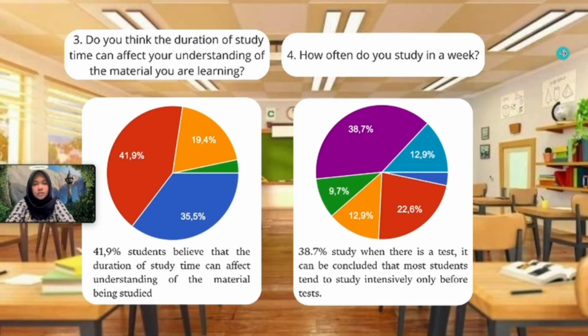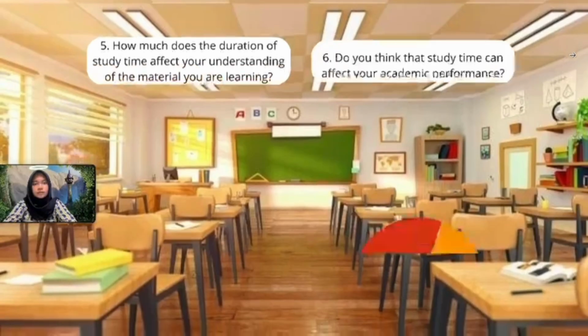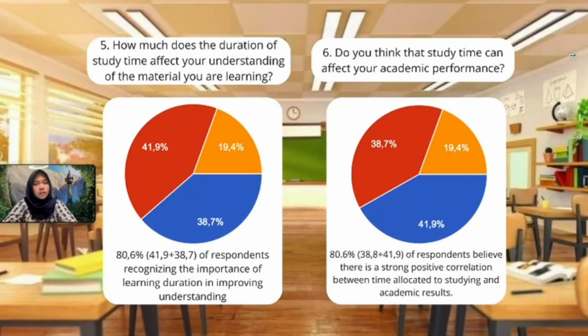And the next question, how often do you study in a week? 38.7% study when there's a test. It can be concluded that most students tend to study intensively only before tests. Next, how much can the duration of study time affect your understanding of the material you are learning? 80.6% of respondents recognize the importance of learning duration in improving understanding. And the sixth question, do you think that study time can affect your academic performance? 80.6% of respondents believe there's a strong positive correlation between time allocated to study and academic results.